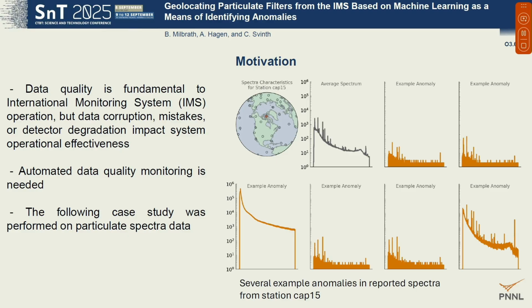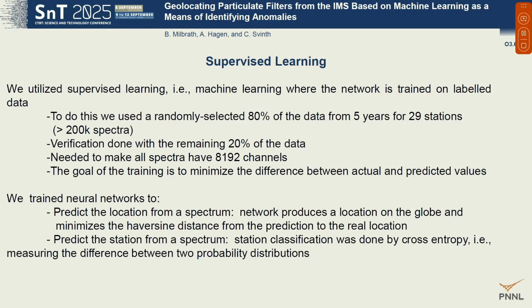Shown in the slides are several spectra. The gray one is the average spectrum for this Canadian station, and then the orange ones are various spectra very different from the average from that station, many due to electronic noise or something.